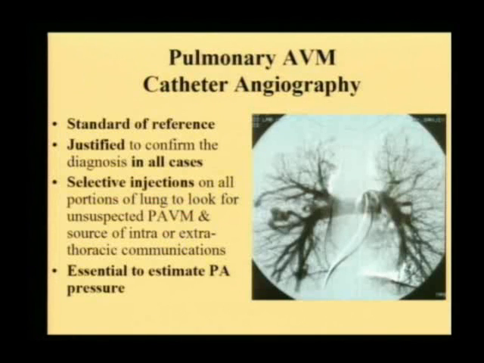Having said this, catheter angiography remains the standard of care for the evaluation of pulmonary arteriovenous malformations and is justified in all cases where further treatment is planned. You must do selective injections into both the pulmonary artery and preferably into each lobar artery to clearly identify the arterial anatomy before setting out to embolize them.